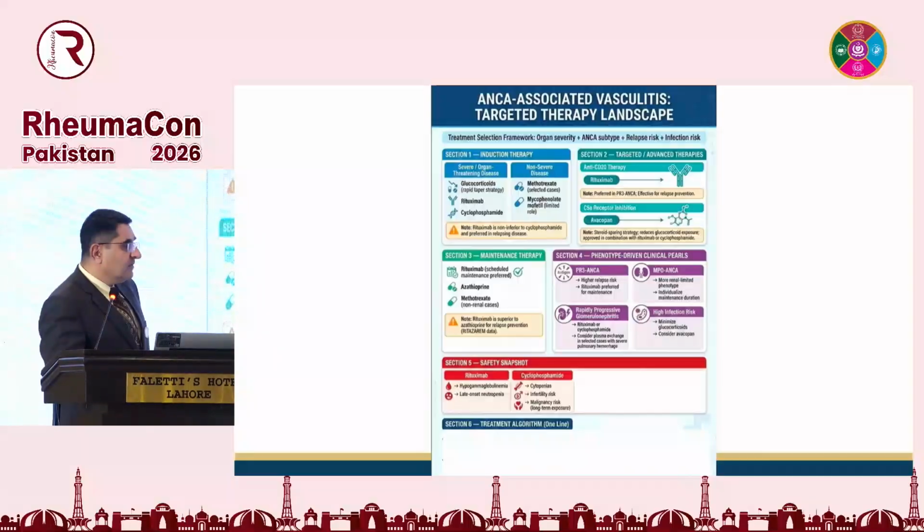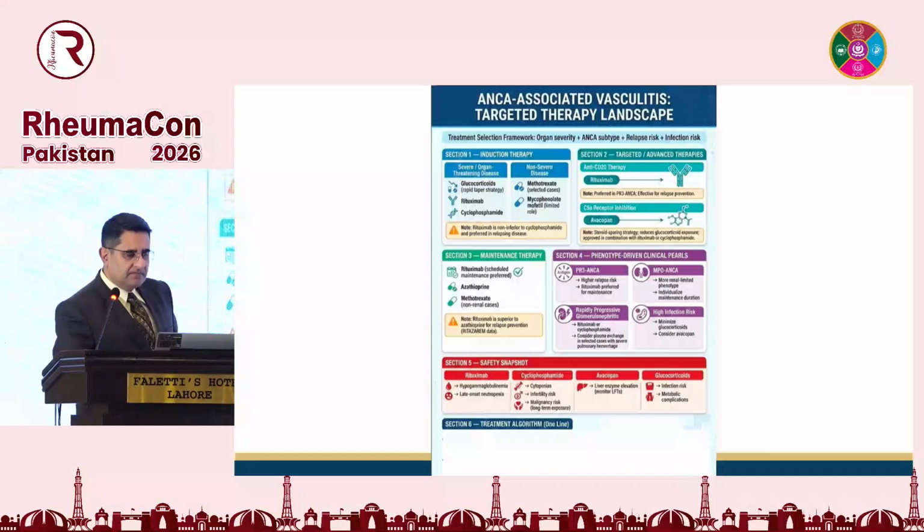Likewise, we have safety snapshots as well. For rituximab: hypogammaglobulinemia and late onset neutropenia. For cyclophosphamide: cytopenias, infertility risk, and malignancy risk. For Avacopan: liver enzyme elevation. And for glucocorticoids, their toxicity everybody knows.